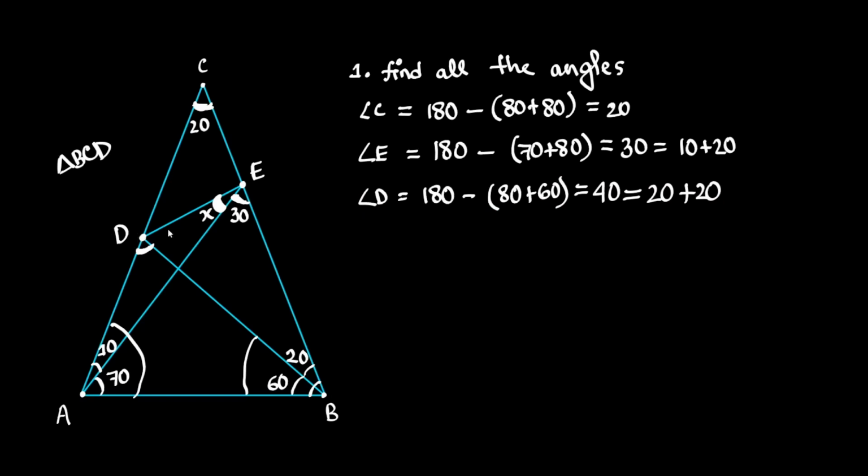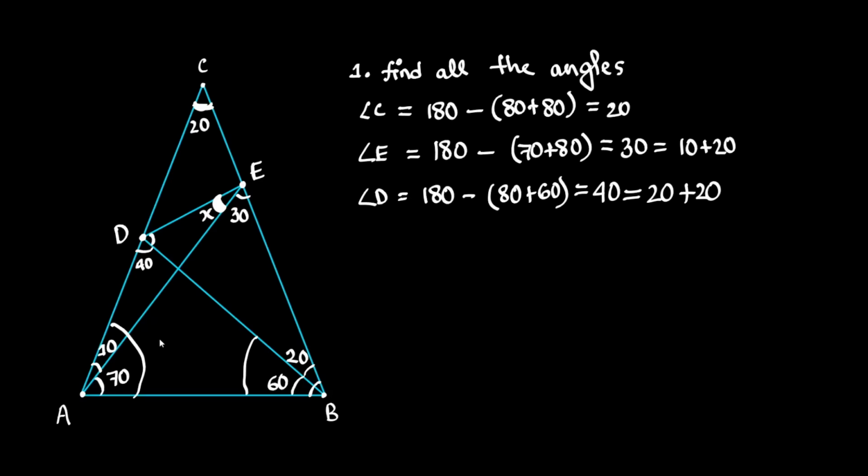We may try, but I don't see any ways to find any other triangle. Okay, this is 40. If this is 40, this is 140 because one straight line is 180 degrees, right? Let's just see what else can we find from here. This is 20 degrees. No, we can't find this angle. We can't find this angle.